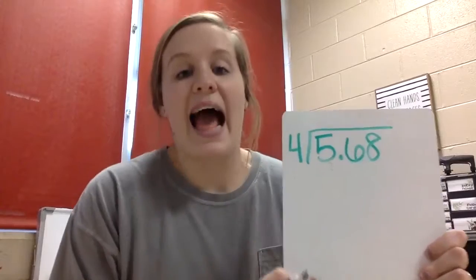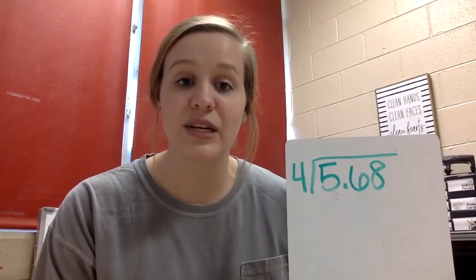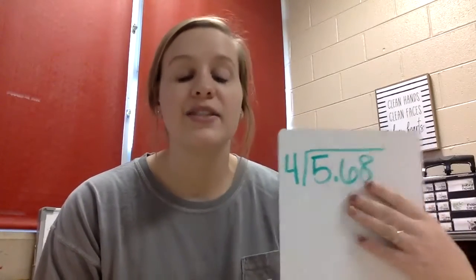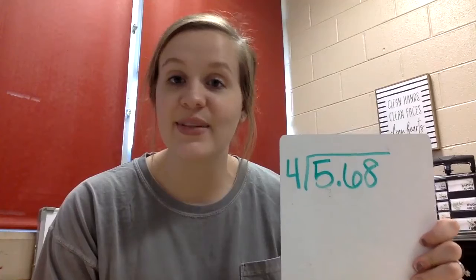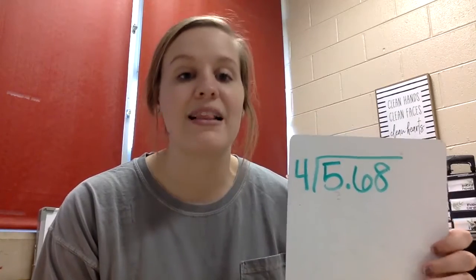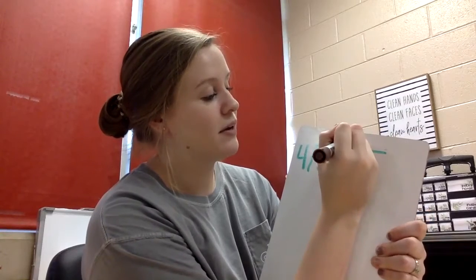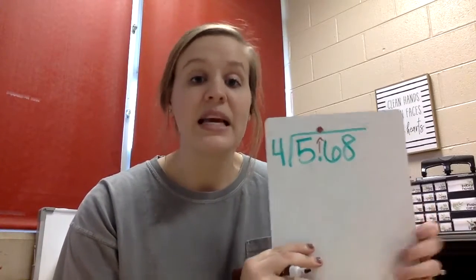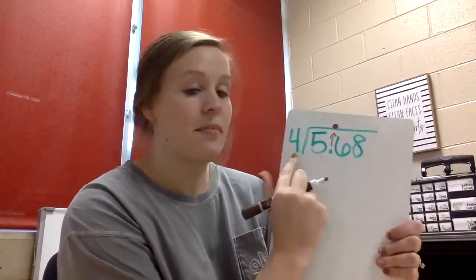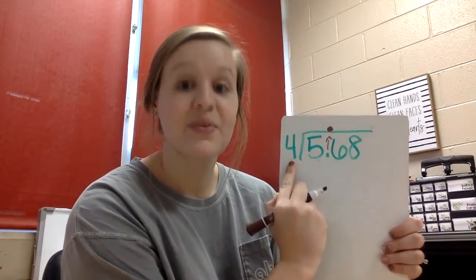My first problem is 5 and 68 hundredths divided by 4. It's already set up in the house for us, so we don't have to do that first step that we talked about last time. So I'm going to go right to my second step, which is bringing that decimal straight up to the roof. Now we'll start dividing just like normal, and we'll say 5 divided by 4 is 1. So I put my 1 up top.